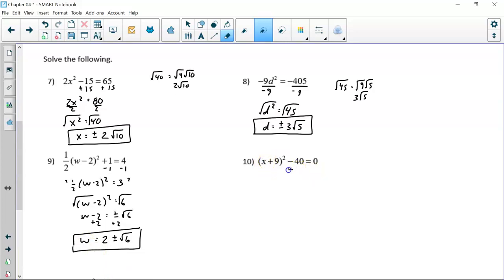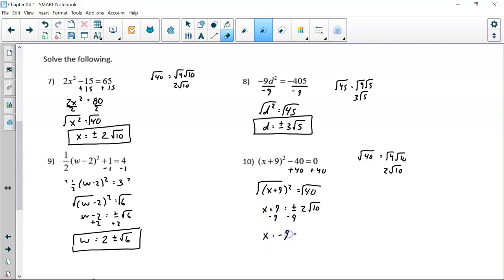For number 10, we're going to add 40 to both sides. The quantity of x plus 9 squared equals 40. And we're going to take the square root of both sides. So x plus 9 equals plus or minus the square root of 40. That's the square root of 4 times the square root of 10, so it's 2 square root of 10. Subtract 9 from both sides, so x equals negative 9 plus or minus 2 square root of 10. And there's our 2 solutions.